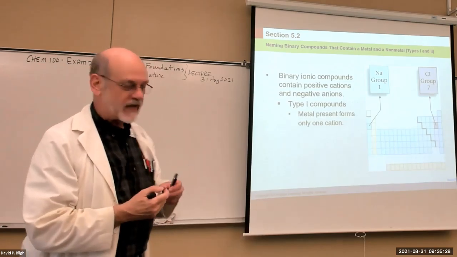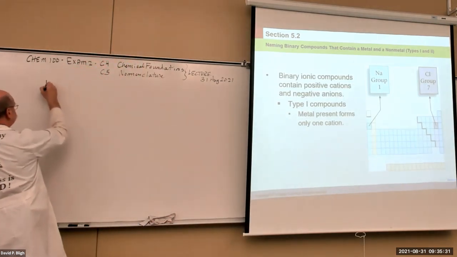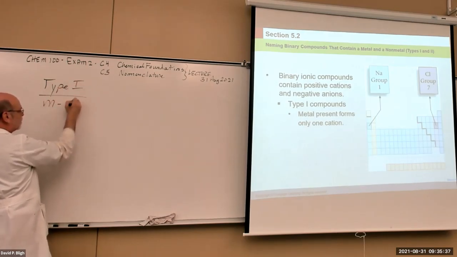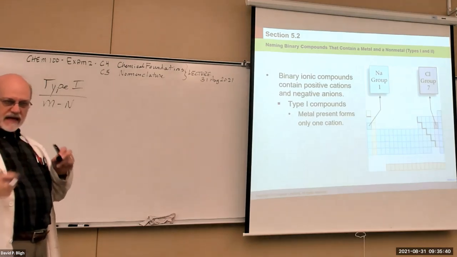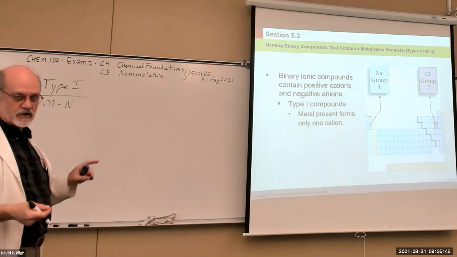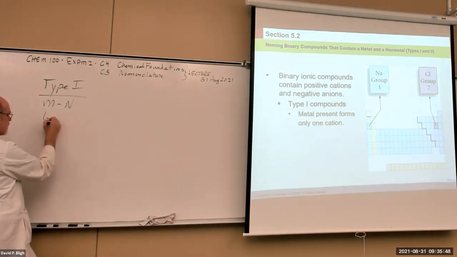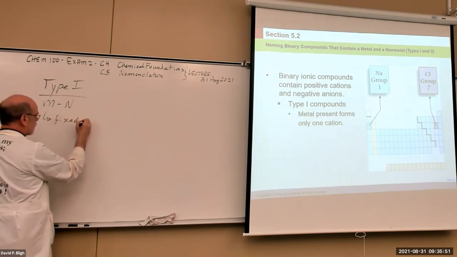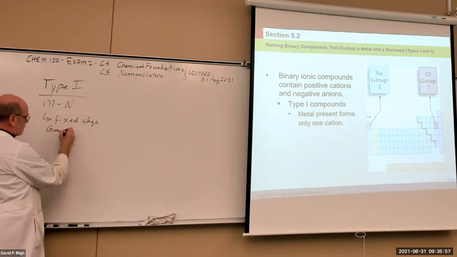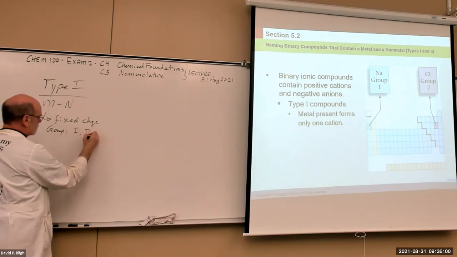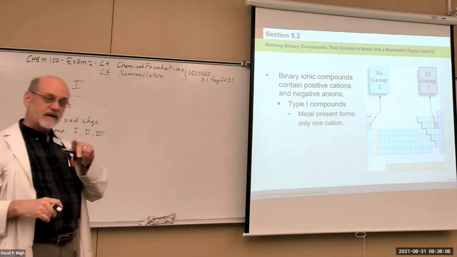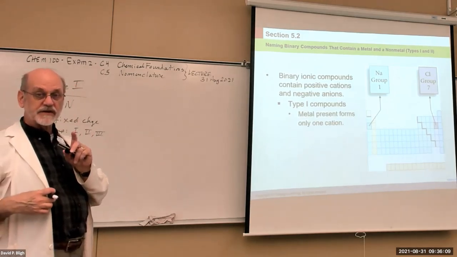Three types. First type. Type 1, metal, nonmetal. The metals always come from groups that have fixed charge. So the metal is always a fixed charge. That means it comes from groups 1, 2, 3. That's it. And there are a couple of transition metals that have fixed charge.